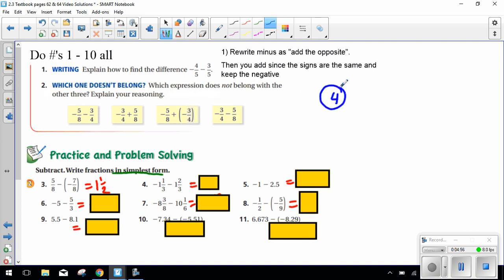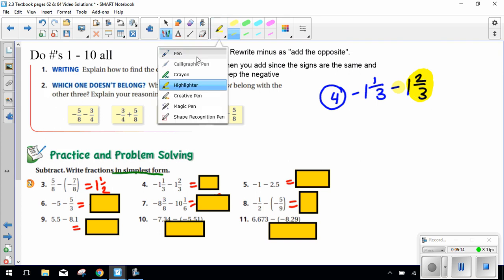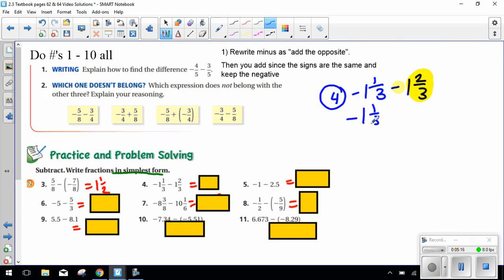So in number 4, we have -1 1/3 minus 1 2/3. So once again, I see minus, which means I change this to plus, and I take this opposite. So negative 1 1/3 plus negative 1 2/3. So some students like to make these improper. What I like to do is work with the fractions if I can the way they are. If not, convert them to improper.